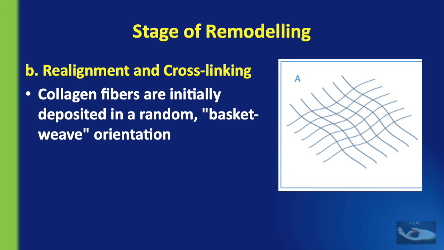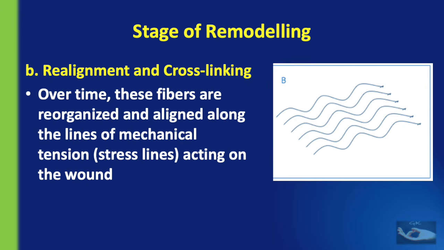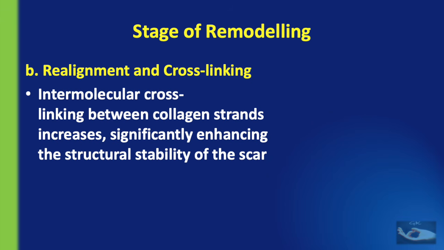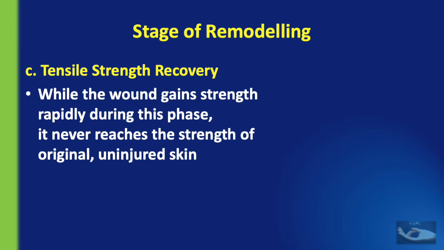But these type 1 collagen fibers that have been synthesized and formed have to be realigned, because the collagen fibers are initially deposited in a random basket weave orientation, and over time these fibers are reorganized and aligned along the lines of mechanical tension acting on the wound. Along with this realignment comes intermolecular cross-linking between the collagen strands, significantly enhancing the structural stability of the scar. While the wound gains strength rapidly during this phase, it never actually reaches the strength of the original uninjured skin.